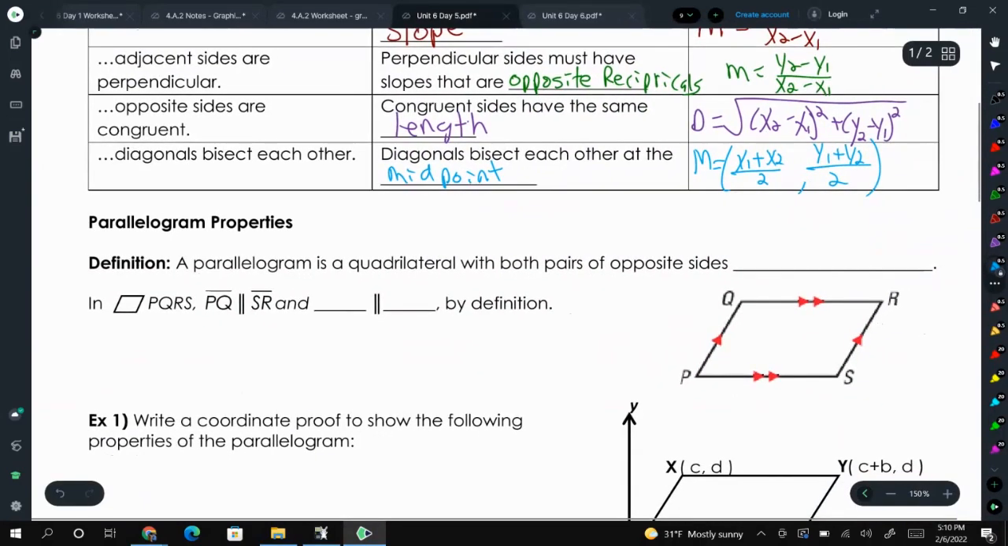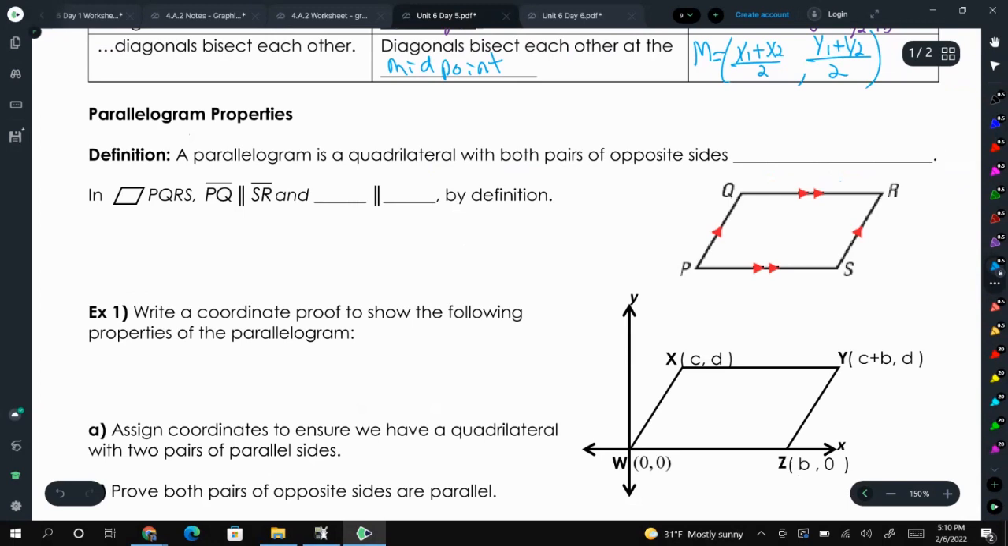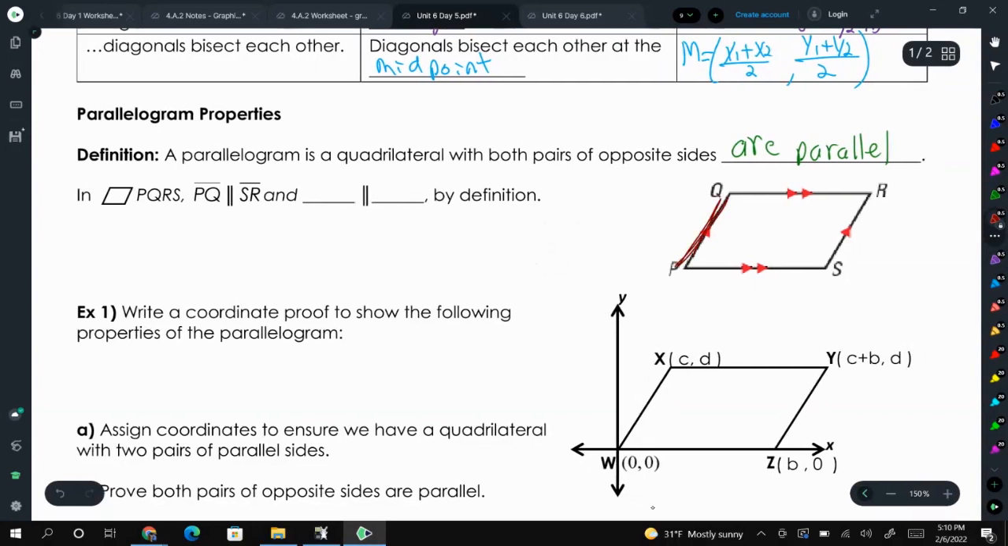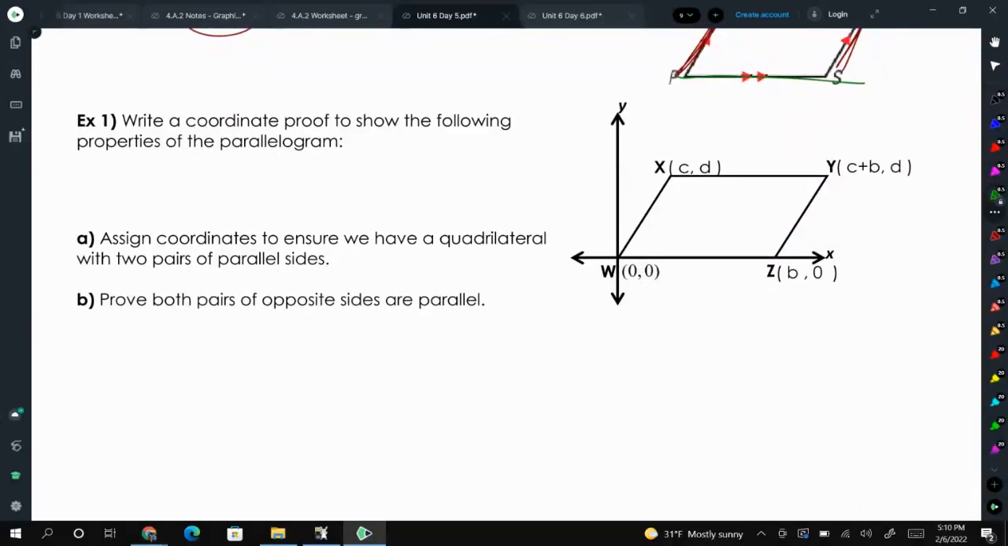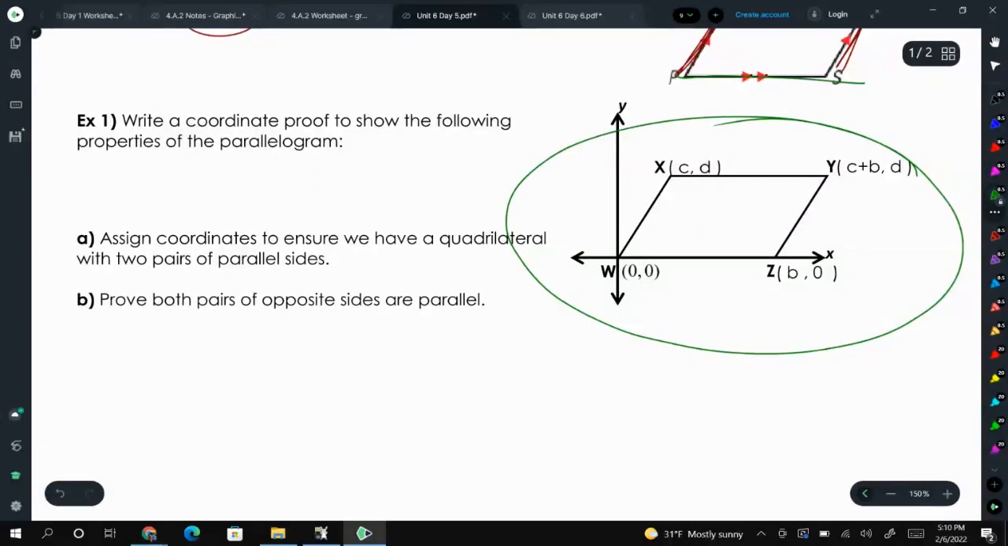So if we look down here, remember that a parallelogram is a quadrilateral where opposite sides are parallel. So if this is a parallelogram, PQ and RS are parallel, that's what this means, and QR and PS are parallel. QR is parallel to PS. So we're going to write a coordinate proof to show that this, in fact, down here is a parallelogram.